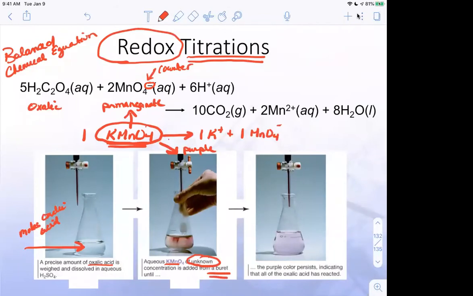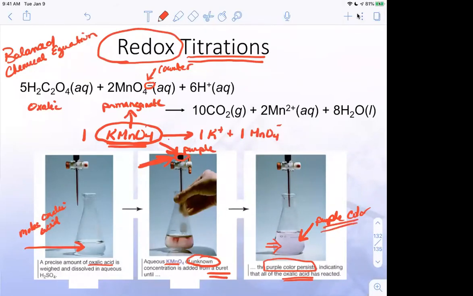Now here I have this purple color that is going to be persisting. And notice the potassium permanganate is purple, right? So when this purple color persists, this is telling me that all of the oxalic acid has reacted. There is no more oxalic acid to react. So any potassium permanganate, any permanganate ion that I actually add into here is now going to stay unreacted, which is why I get this buildup of purple color, because the color of the potassium permanganate is purple.